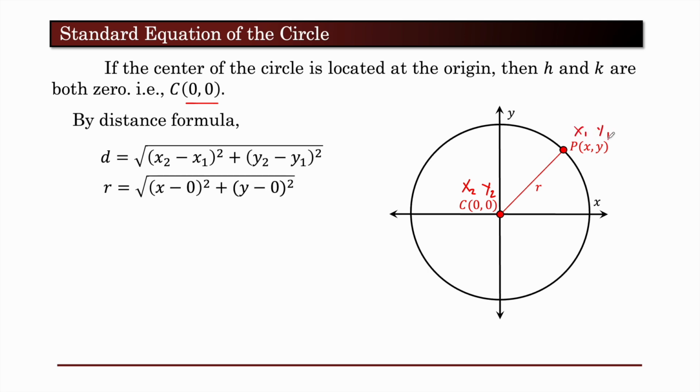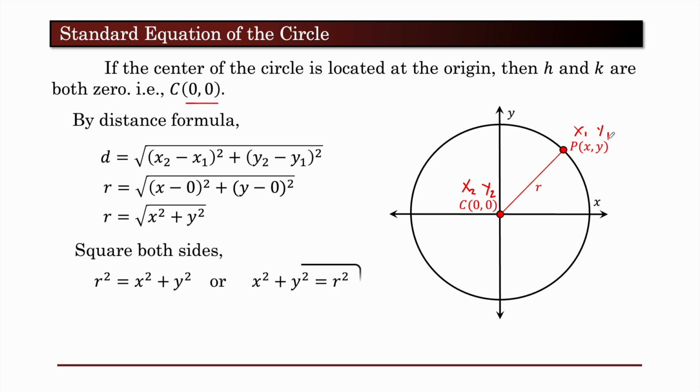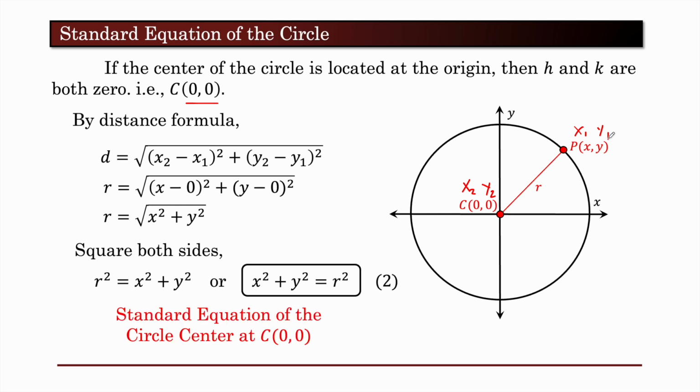Substituting, we will obtain square root of x minus 0 square plus y minus 0 square. Now, x minus 0 is just x. Y minus 0 is simply y. In that case, we have square root of x squared plus y squared. And let us square both sides once again to obtain r squared equals x squared plus y squared, or this one. Now, finally, we have the standard equation of the circle whose center is at the origin. Okay? And we will name this as our second equation.